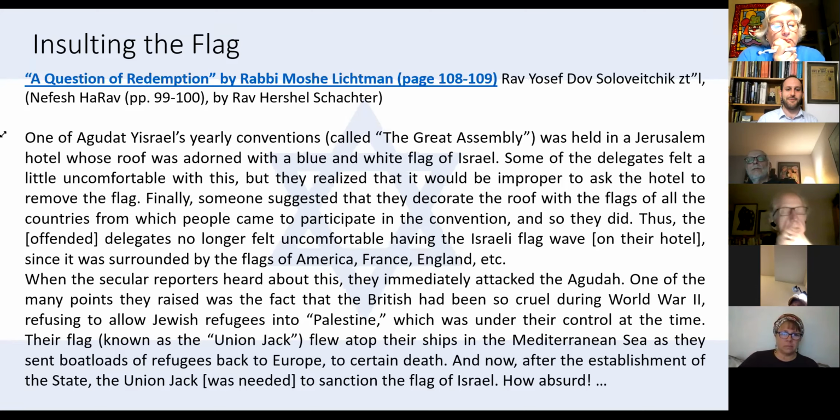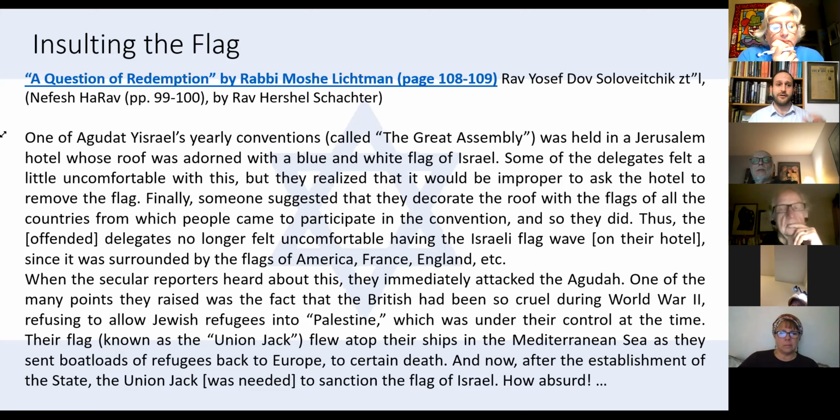When the secular reporters heard about this, they immediately attacked the Aguda. One of the many points they raised was the fact that the British had been so cruel during World War II, refusing to allow Jewish refugees into Palestine, which was under their control at the time. Their flag, known as the Union Jack, flew atop their ships in the Mediterranean Sea as they sent boatloads of refugees back to Europe to certain death. And now, after the establishment of the state, the Union Jack was needed to sanction the flag of Israel. How absurd.